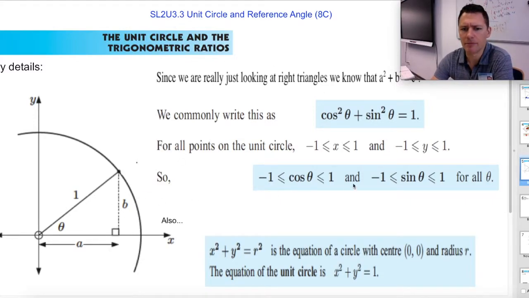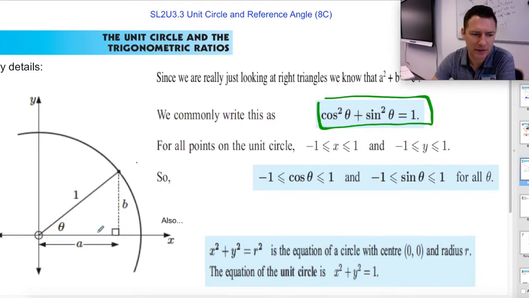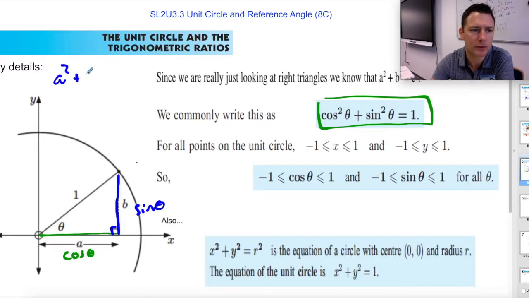A piece that comes into play here and there is that cosine squared plus sine squared equals 1. That's because this is cosine, right? Cosine theta is this length, and this length is sine of theta. So really, you've just got a right triangle, and we're used to seeing a squared plus b squared equals c squared, just the Pythagorean theorem.